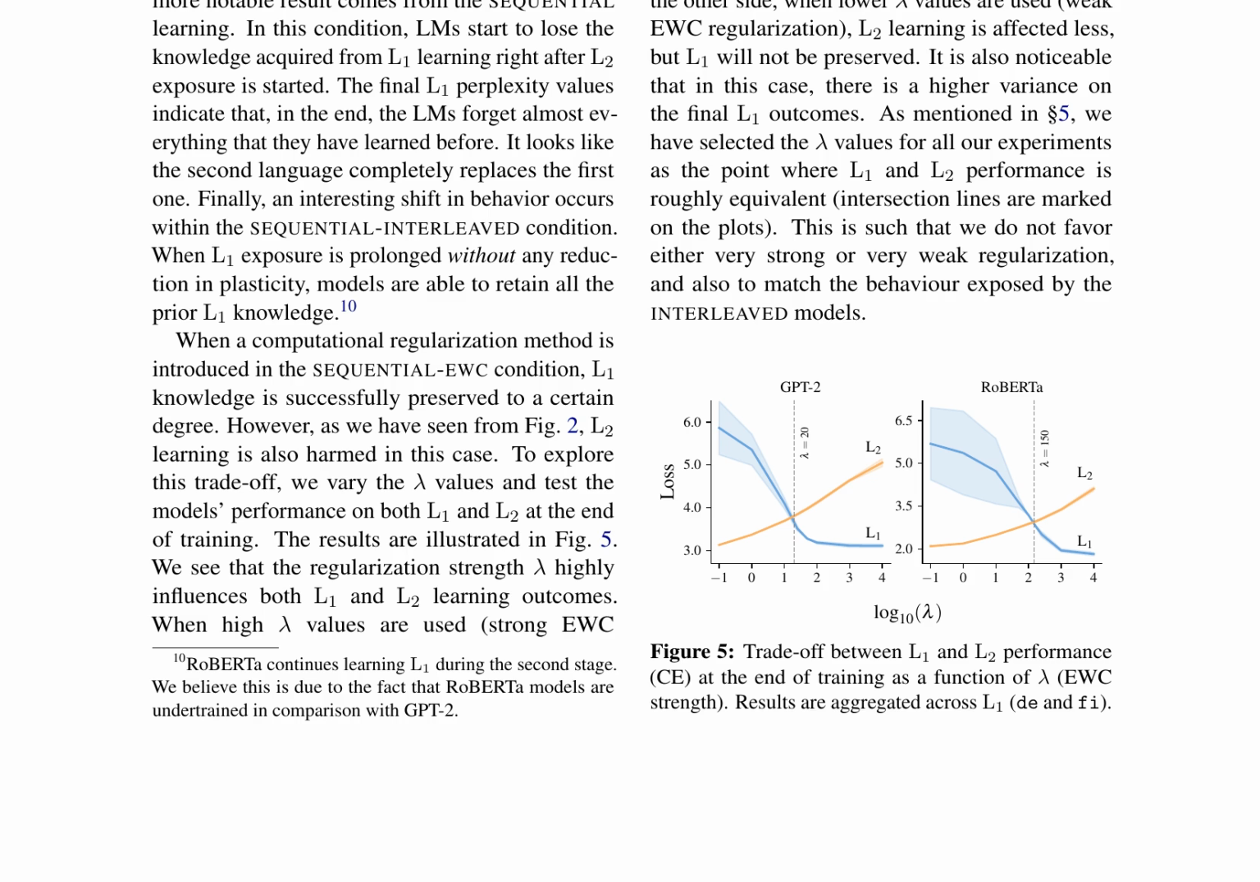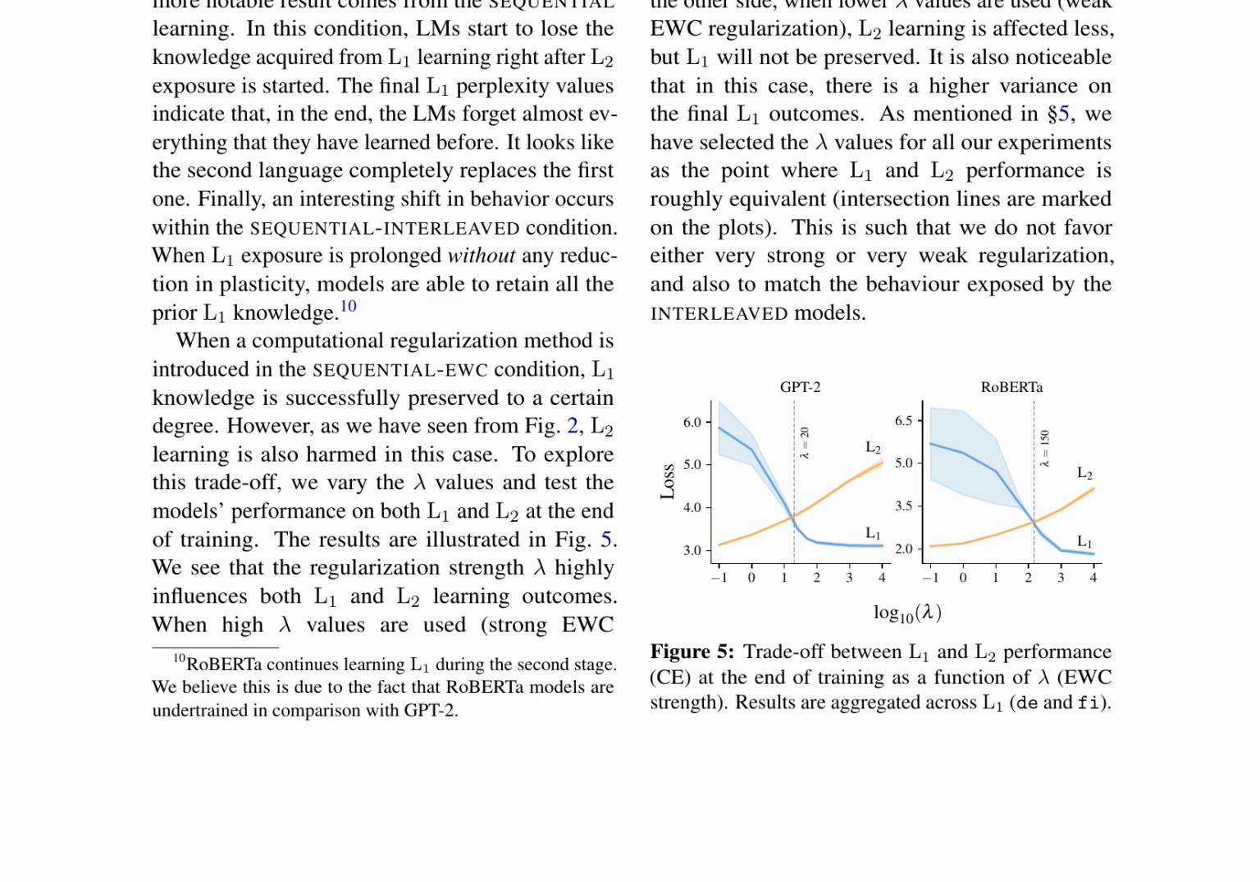The lambda values used in the experiments balance L1 and L2 performance, as indicated by the intersection lines on the plots. The loss curves in Figure 5 demonstrate the trade-off between L1 and L2 performance as a function of lambda, with GPT-2 and Roberta models exhibiting different behaviors due to Roberta's undertraining.